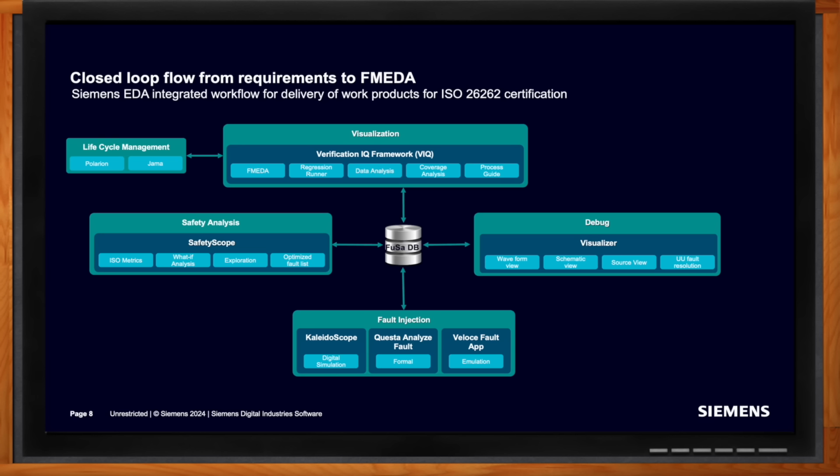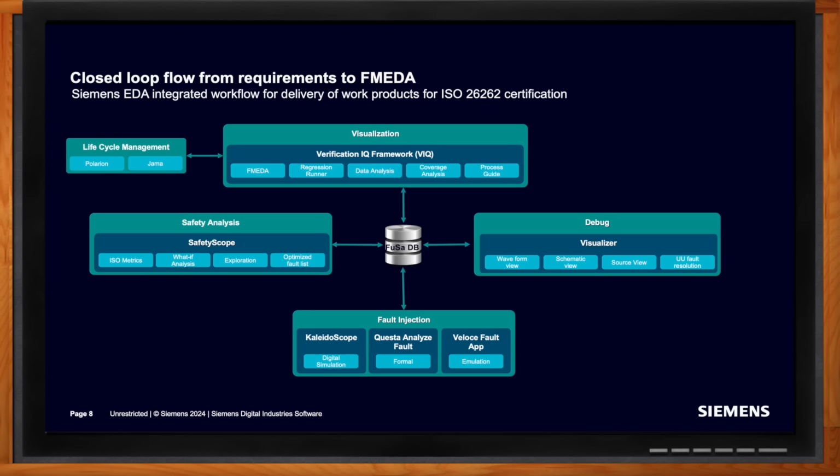Safety analysis is a really big part. I'll talk a little bit more about safety scope, but what safety analysis does is it looks at the design structurally and provides early metrics through that structural assessment. And that's fed back into that FMEDA, which is part of the Verification IQ platform. All of this information is stored in this common FUSA database.